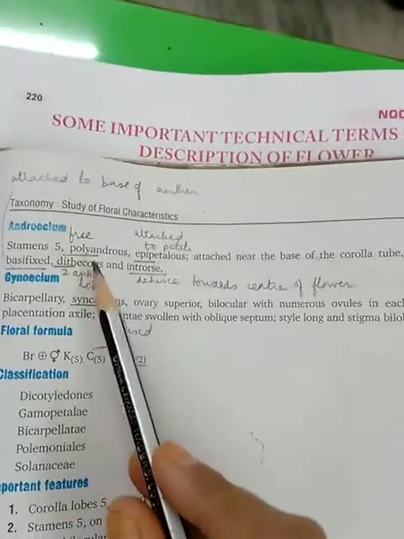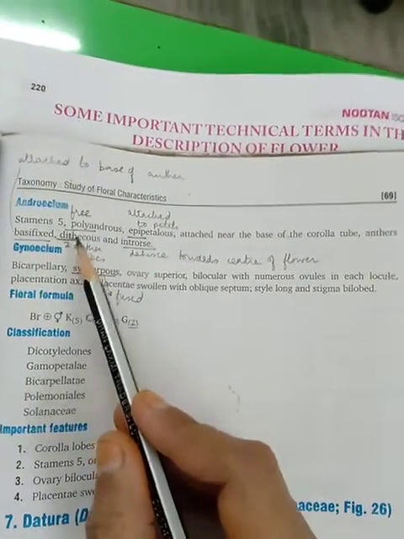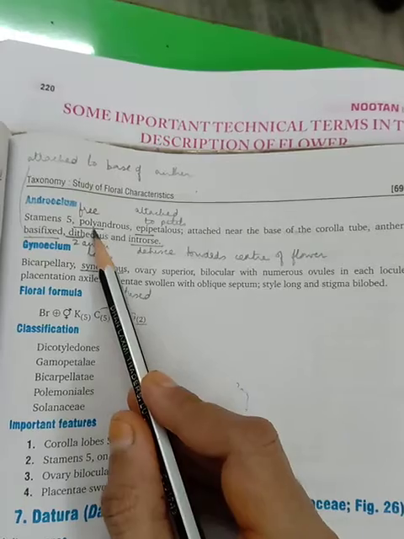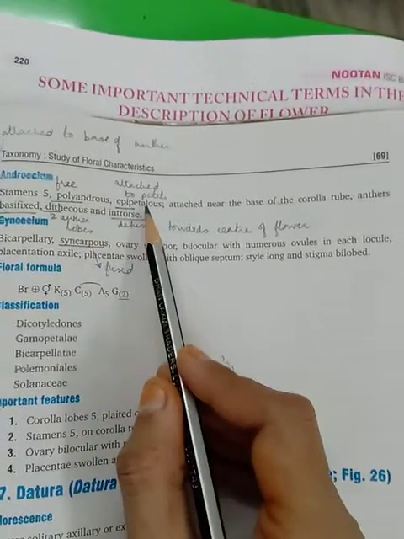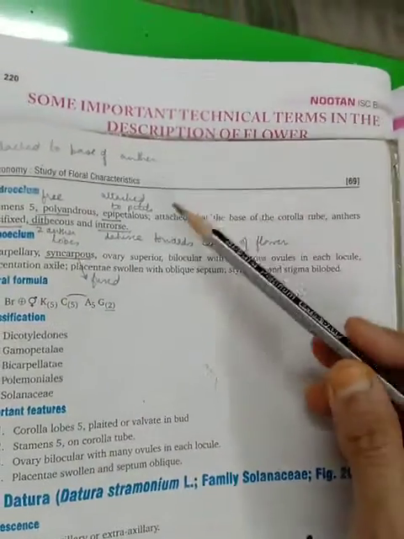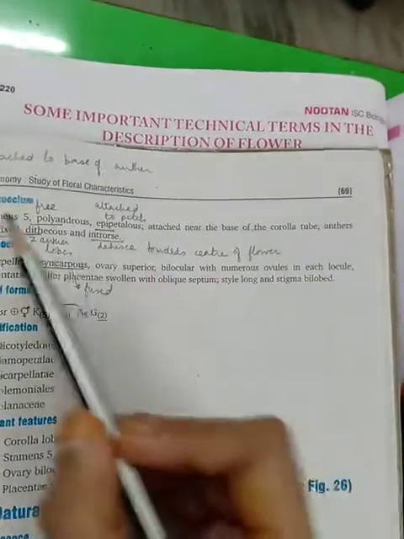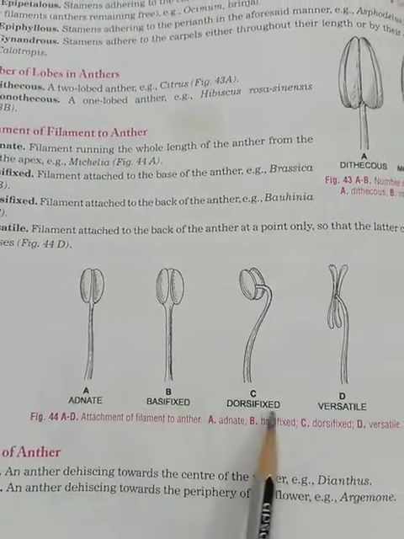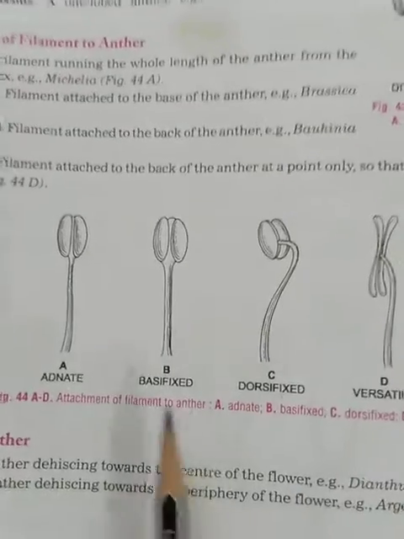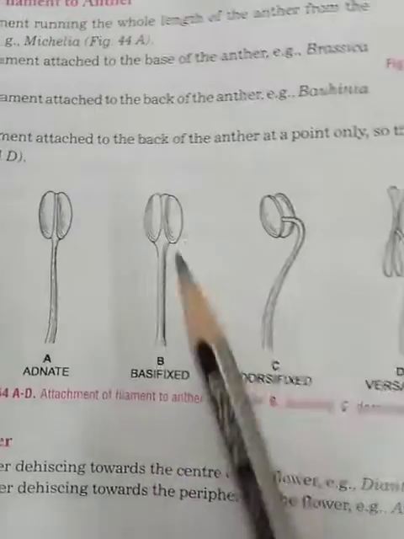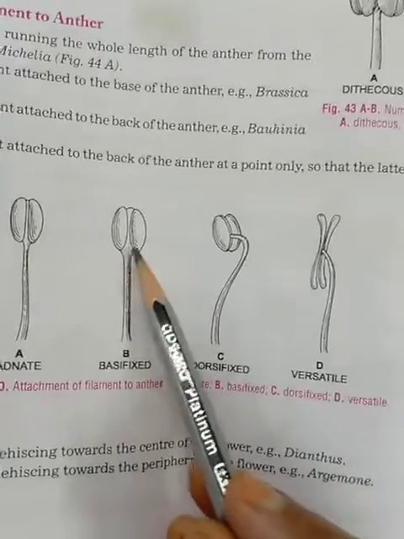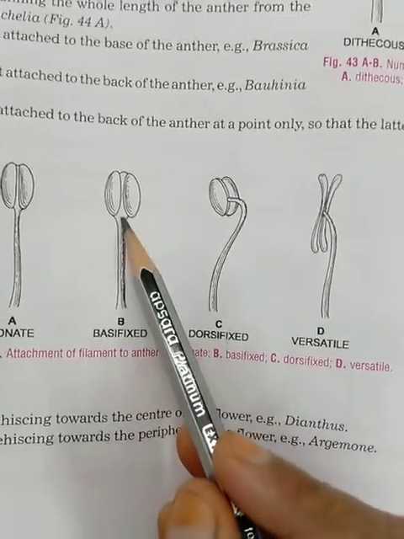If you can see here, 5 stamens. Polyandrous. Poly means many, free, that means they are free from each other. Epipetalous means they are attached to the petals, attached near the base of the corolla tube. Anthers basifixed. The term basifixed, children, I'll show you with the diagram. Anthers are of 4 types: adnate, basifixed, dorsifixed and versatile. When you call it basifixed, it means the filament is attached to the base of the anther. Alright, this is basifixed. Right?